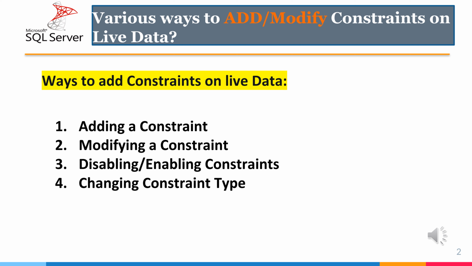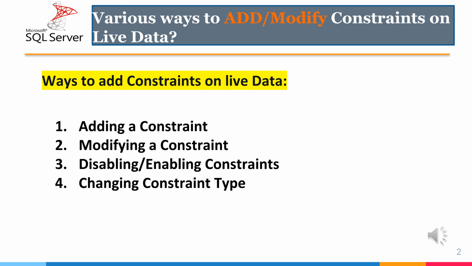Second, what is the second way? Modifying a constraint. When I say modifying, it means you need to change the name of the constraint. Yes, that is also a possibility. What is the third way? Disabling or enabling the constraint. Let's say you need to disable the constraint for the time being. In that case, you can use this way to disable it, and once you have done some modification on the table, later you can enable it again.